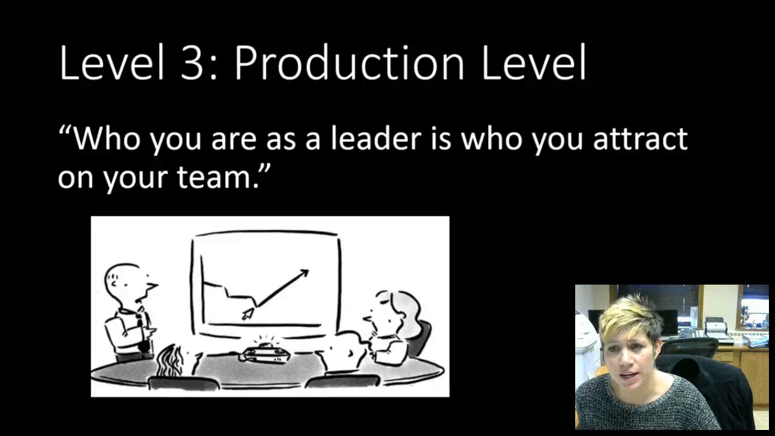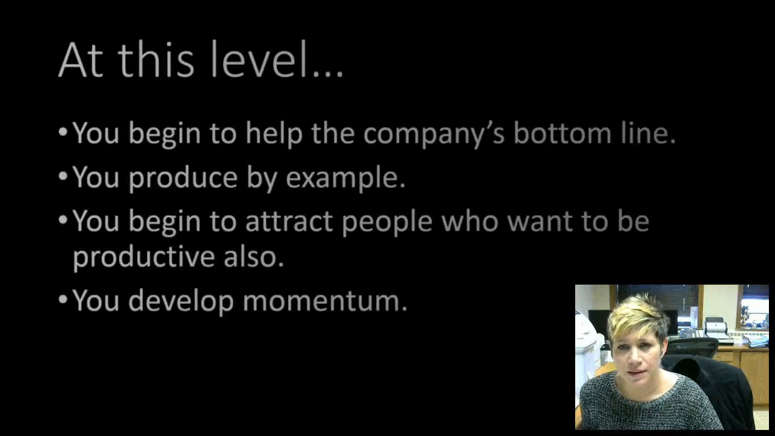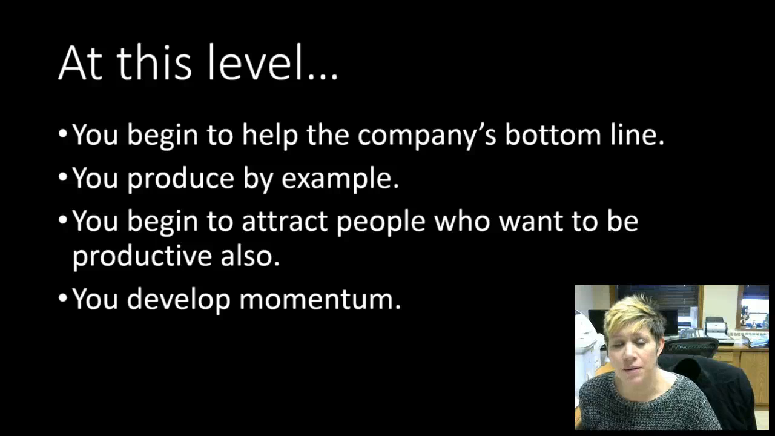Level 3 is the production level, and this is where you as a leader, it's important that you recognize who you attract for your team. At this level, you begin to help the company's bottom line. You are producing, and you're producing by example, by modeling for your people how to be productive, and then you begin to attract people who want to be productive also.